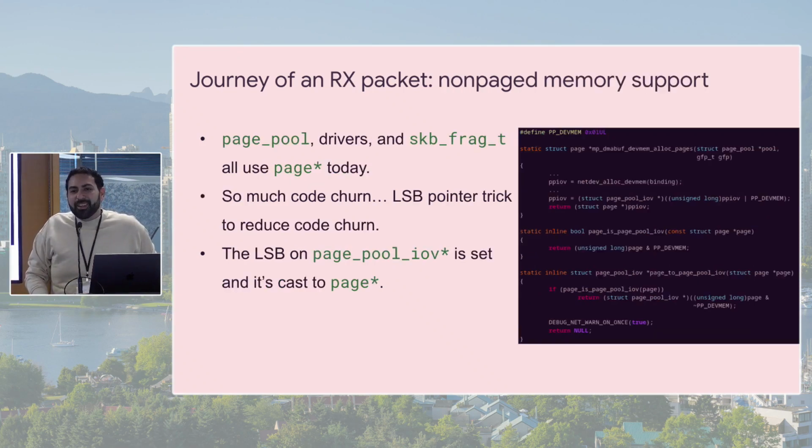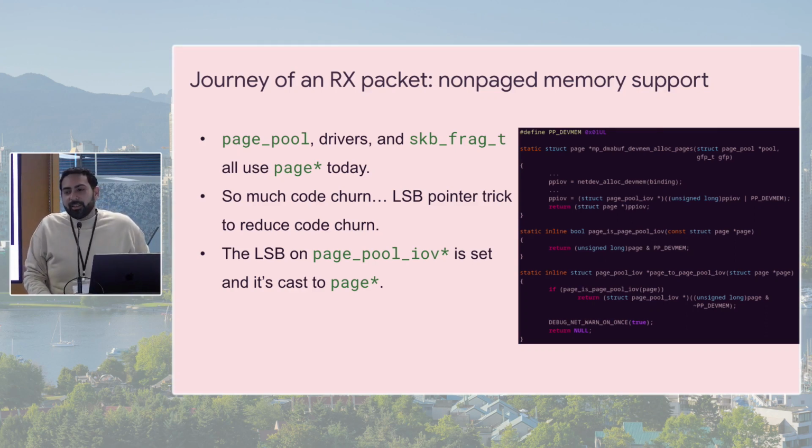Now we've created a new memory type, and there are a few components in the networking stack today that use struct pages and that need to understand this new memory type. These components are specifically the page pool, the drivers, and skb frag, which has a struct page pointer inside of it, and users of the skb frag will also sometimes grab the page behind the frag. When we initially looked at this, it's a lot of code sharing to go over all of these components and make sure that they all understand the new memory type, and maybe even impractical.